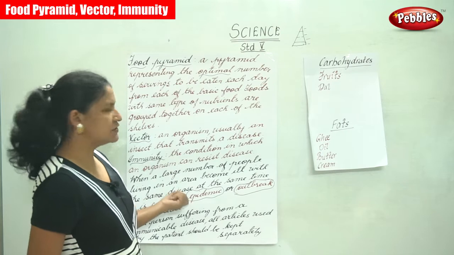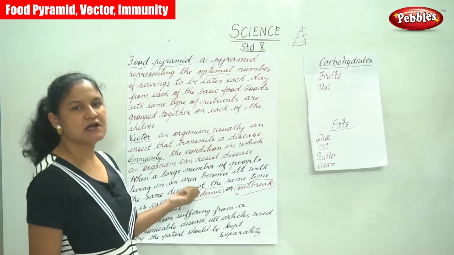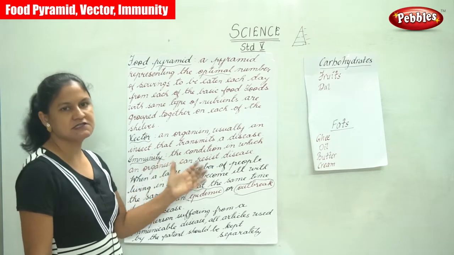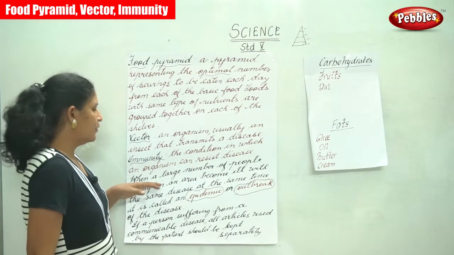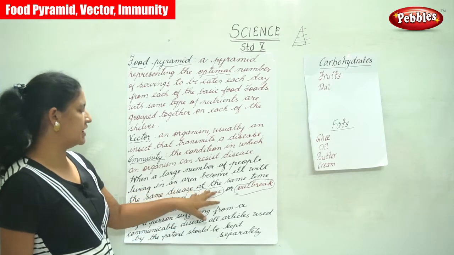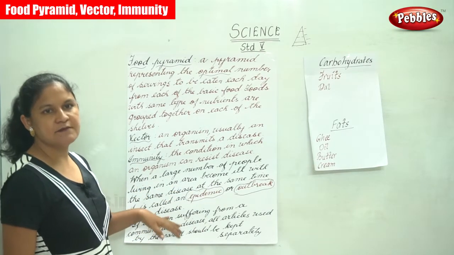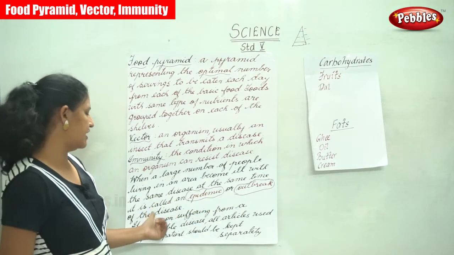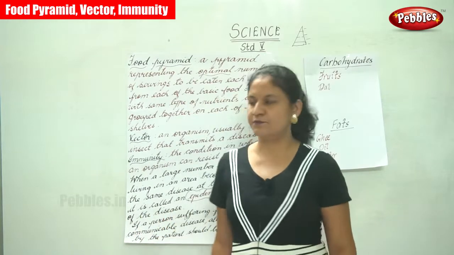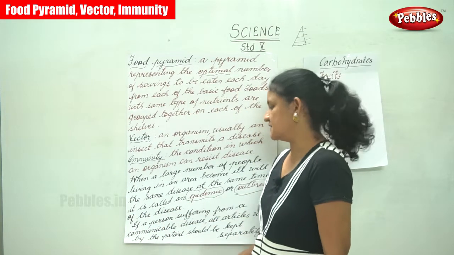So immunity is nothing but the condition in which an organism can resist disease. When a large number of people living in an area become ill with the same disease at the same time, it is called an epidemic or outbreak of the disease.